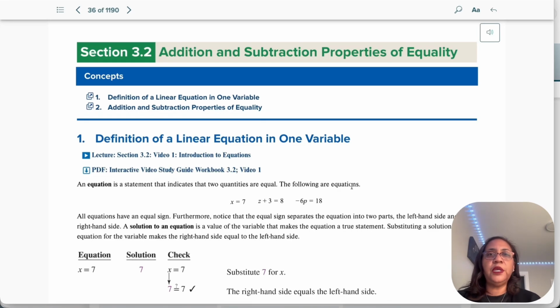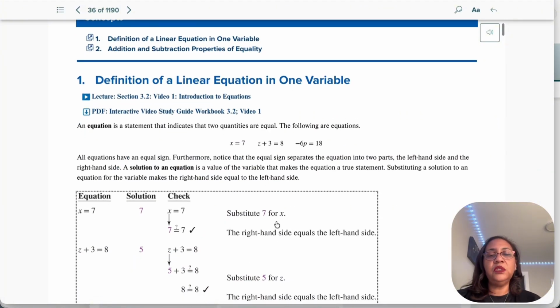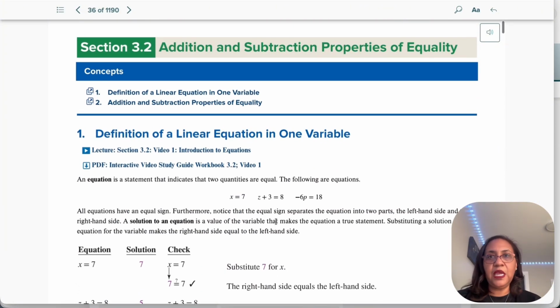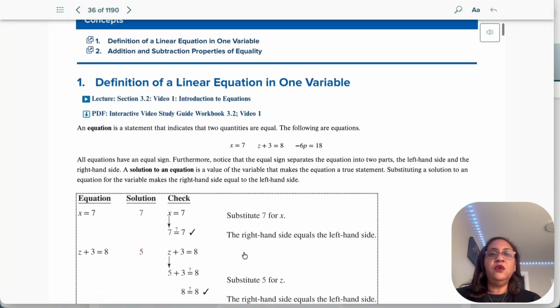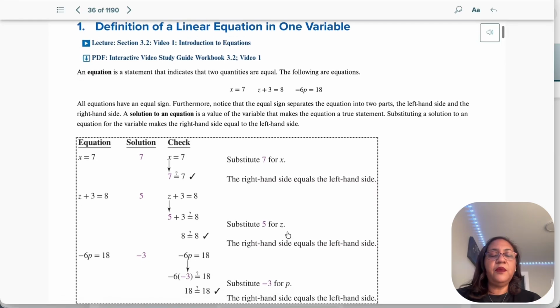Moving on to 3.2. And remember, these examples are also in the PowerPoint. But now simplifying is not the same thing as solving, okay? So we start to look at the definition of a linear equation, which just means that the highest exponent on the variable is 1. Okay? So just go through that, read that.